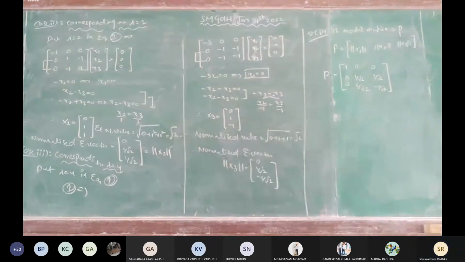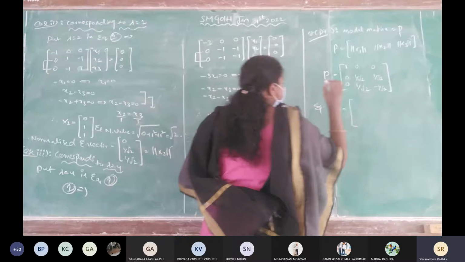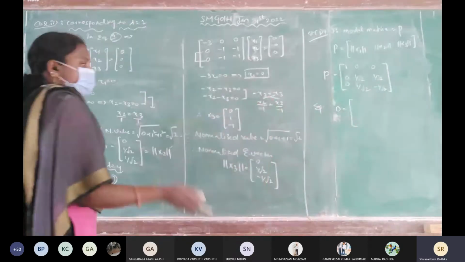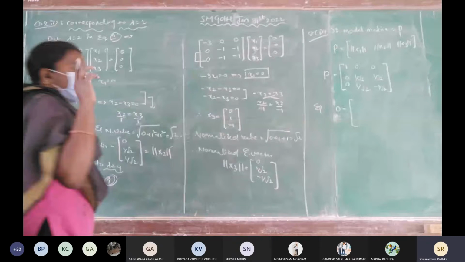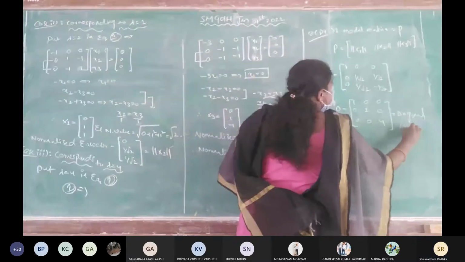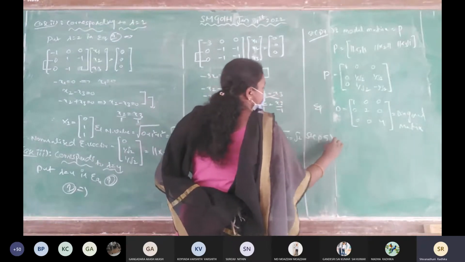Now the diagonal matrix, capital D, equals the diagonal elements. The diagonal elements are the eigenvalues, 1, 2, 4. So the matrix formed by 1, 0, 0, 0, 2, 0, 0, 0, 4 is the diagonal matrix. Are you clear?